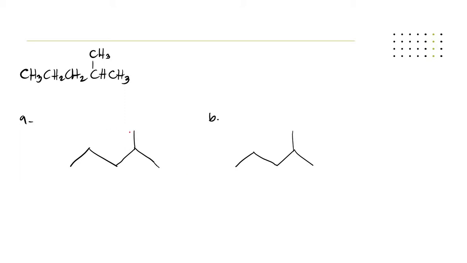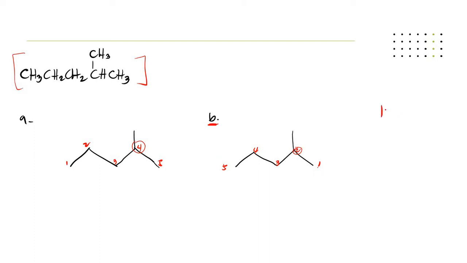And then how about this one? Try. Where should we start writing our numbers? Should we start from here? 1, 2, 3, 4, 5. Or should we write it like this? 1, 2, 3, 4, 5. Which is the correct way of writing this compound? Well, because this end has a lower numbered carbon that has a chain, we have to follow this. So how do we name this one? First, the parent chain is 1, 2, 3, 4, 5.